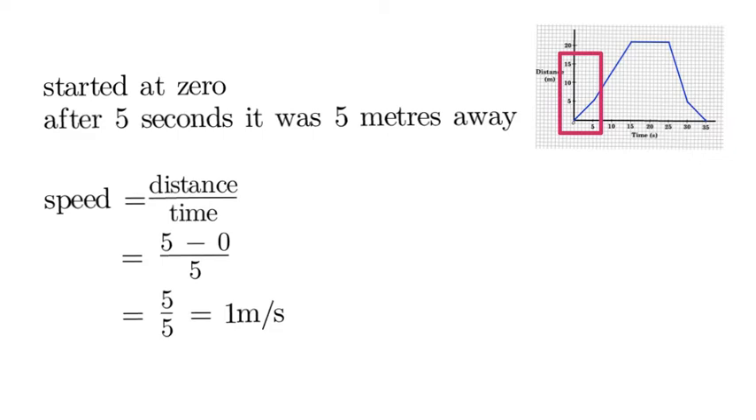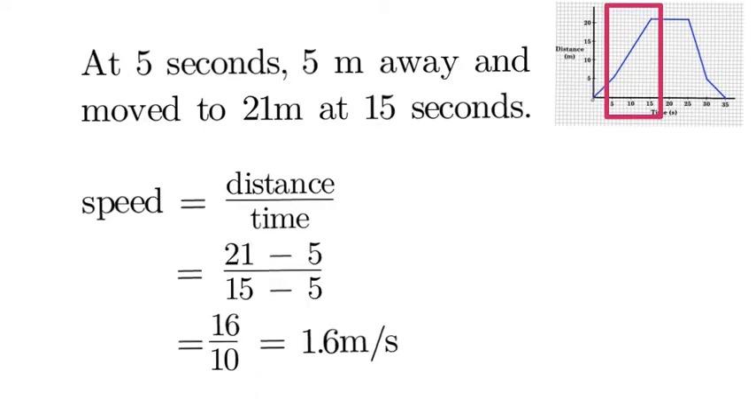So the speed during that time is distance divided by time. So it's 5 minus 0. It started off at 0. It's now got to 5. So that's the distance it has moved. The time is 5 minus 0, or 5 seconds. So when I do the sums, I get an answer that the speed in that time is 1 metre per second. Not hard.